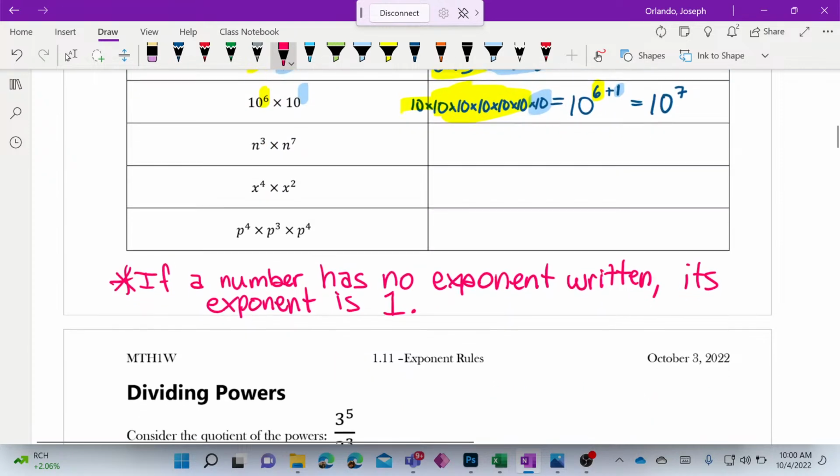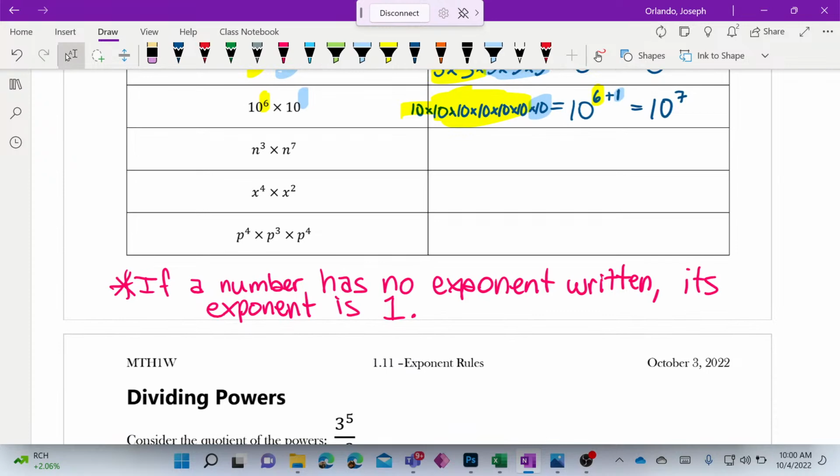This is a thing that is often forgotten. Oh my goodness. Easy mistake to make. But again, if you think about it, it makes sense because an exponent means how many times am I multiplying by this? And if you're just multiplying by 10, how many times are you multiplying by 10? Once. Makes sense, right?